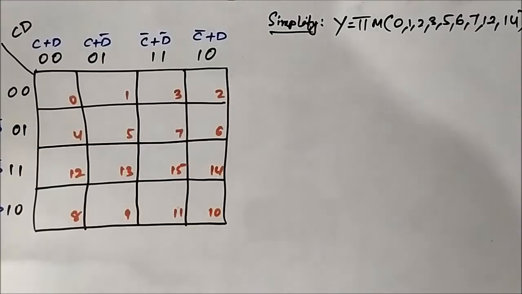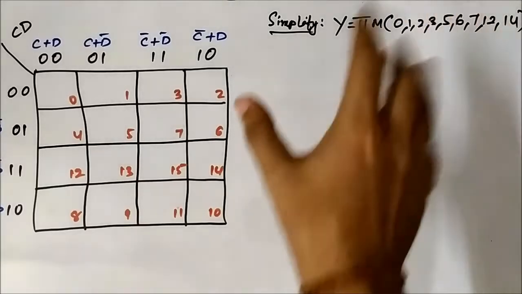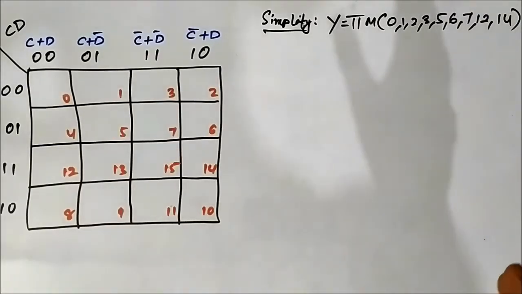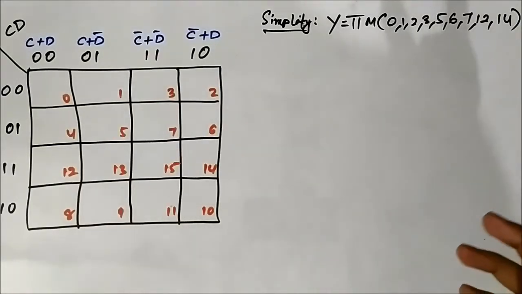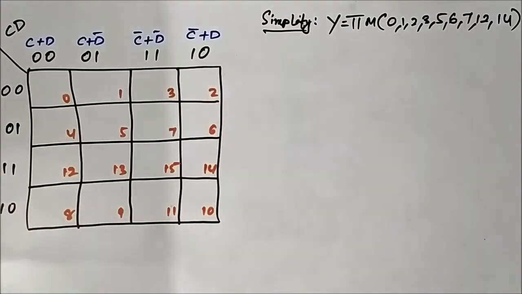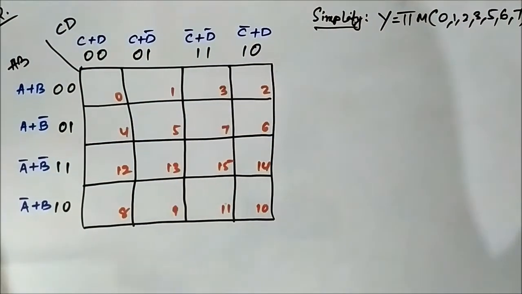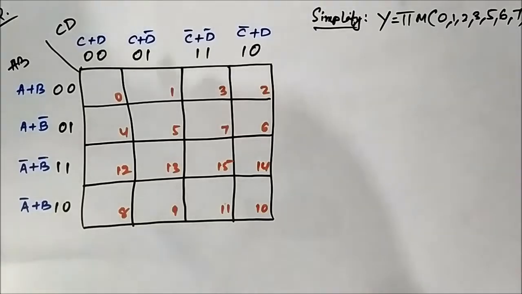So this is the sixth question on POS K-map simplification. Here we have this expression given in terms of the max term values, the POS Boolean expression. So the max term values are 0, 1, 2, 3, 5, 6, 7, 12 and 14. So as usual we will first map these values onto this POS K-map format, form the groups, identify the common variables, and then write the final simplified expression.